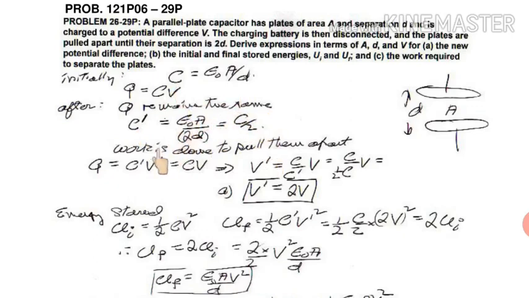Okay, now again we will write Q is equals to CV we know, but this time it will be Q is equals to C dash V dash for the new capacitance and for the new potential difference. Now Q is equals to CV and Q is equals to C dash V dash. From these two, what we can write? C dash V dash is equals to CV, because Q will be same. Okay, so from here we can easily write V dash. V dash will be CV upon C dash.